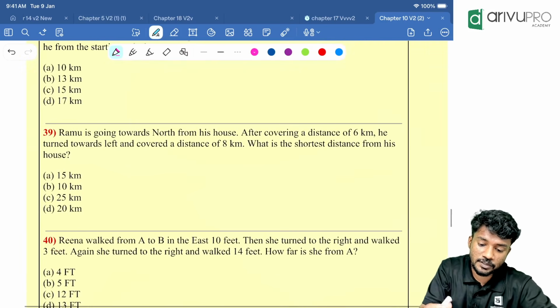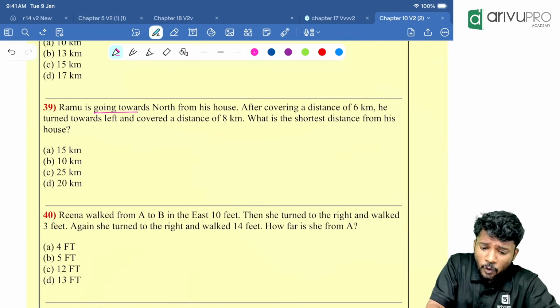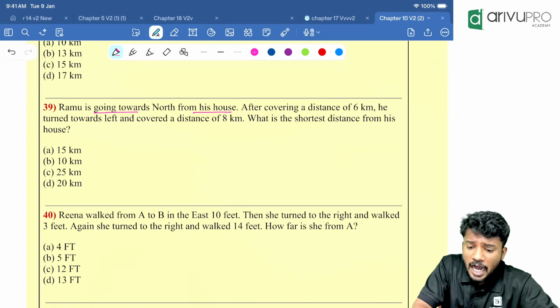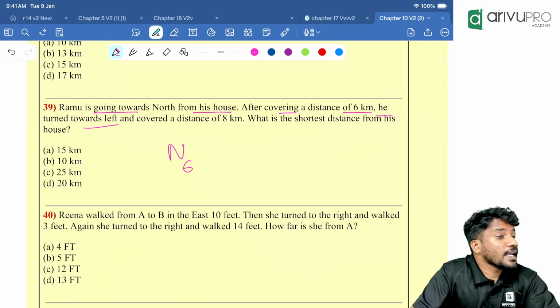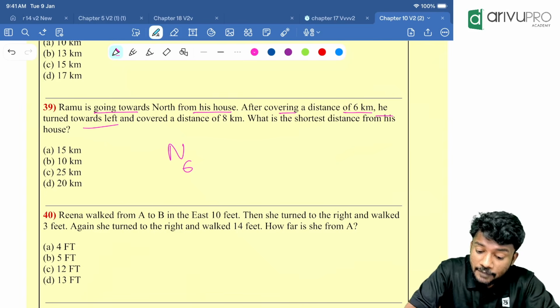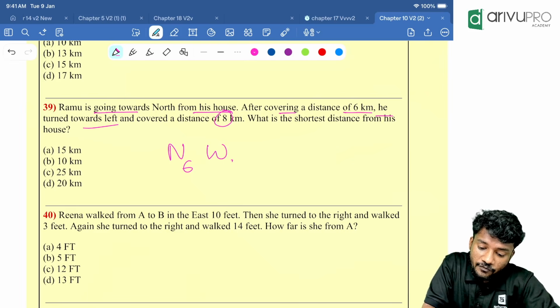Ramu is going towards north from his house. After covering a distance of 6 kilometers, that means north 6, he turns towards left. Left of north is what, people? West. And covered a distance of 8 meters.